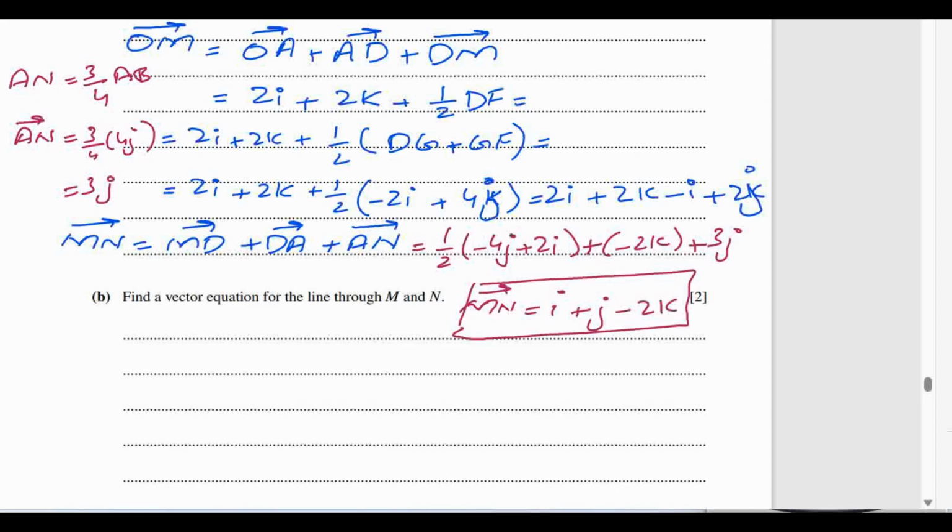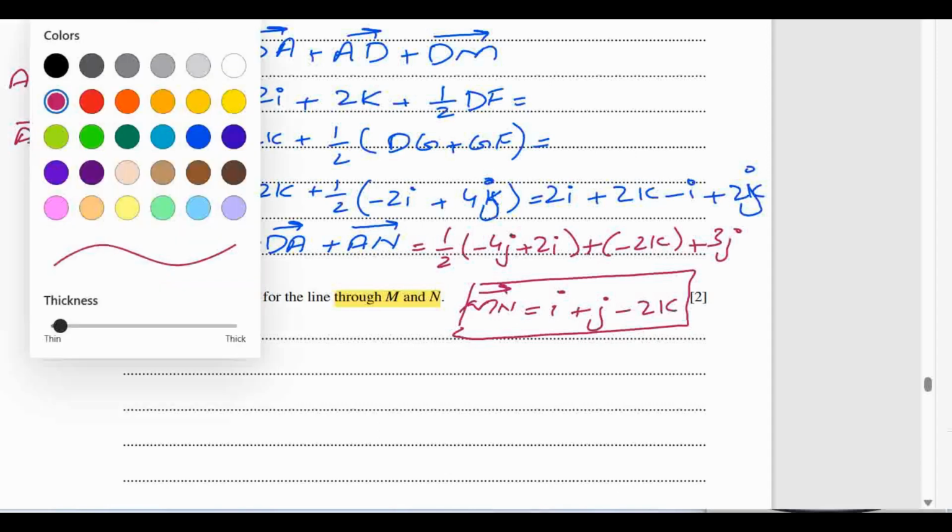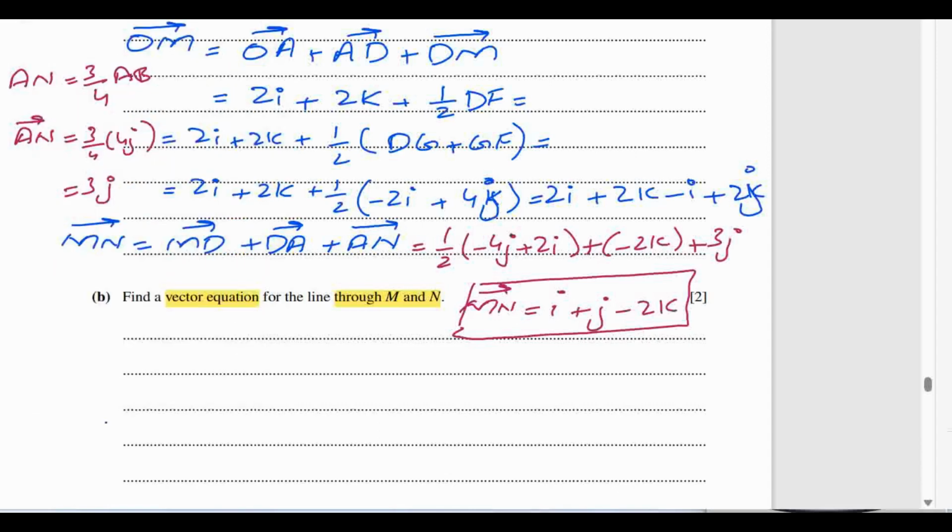I hope that the concept is clear. Let's move on to the next part. Find a vector equation. Now here you can see that this is the vector equation for the line through M and N. Now we have to find the vector equation for the line MN. So what does it mean? It means that the vector equation for the line MN will be equal to, in a vector equation first of all we have to write the position vector plus lambda of the direction vector MN.